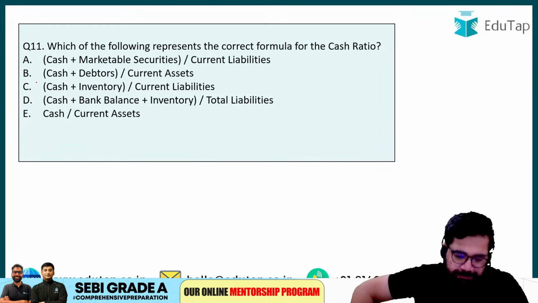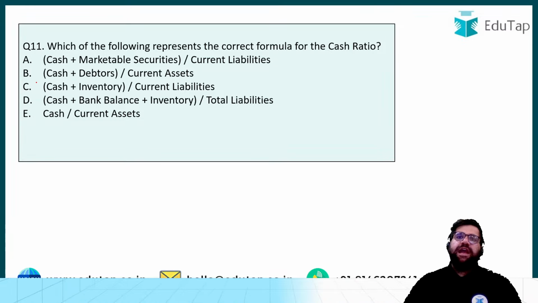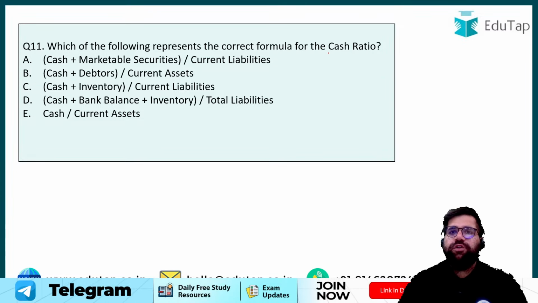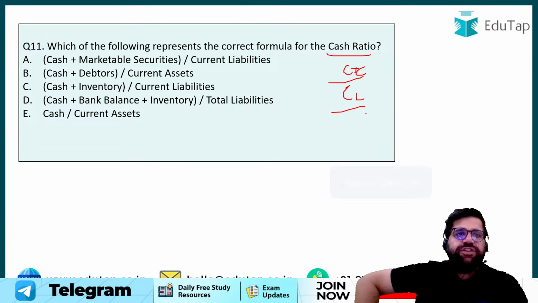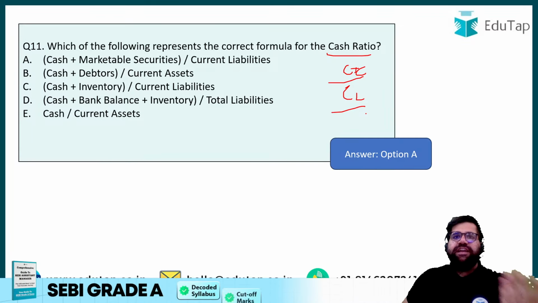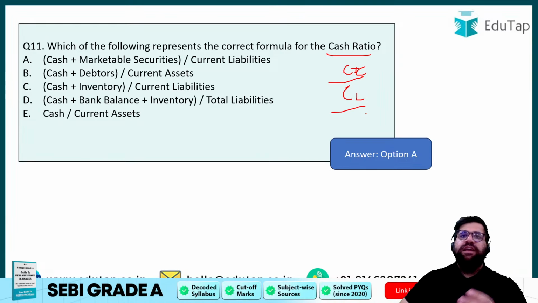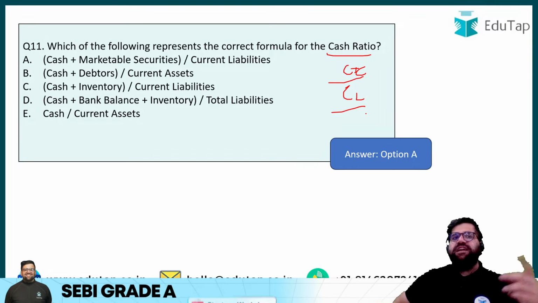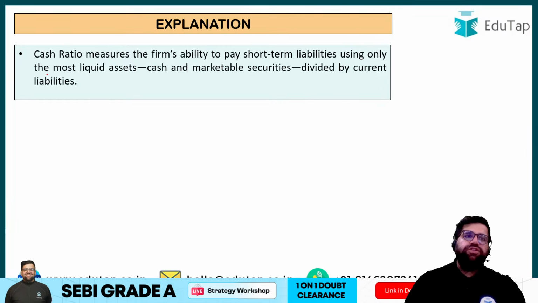Question number 11 now. Which of the following represents the correct formula of cash ratio? Cash ratio is your total cash and cash equivalents divided by your current liability. Very basic question. So the answer over here will be option A itself, because cash and marketable securities is your cash and cash equivalents only. Cash and cash equivalents are basically a substitute of cash, like a demand deposit is a substitute of cash, right? So my answer will be option A. Cool. Question number 11 done.